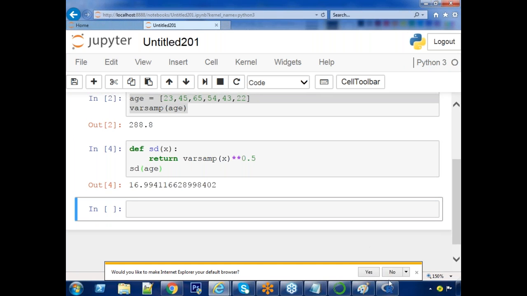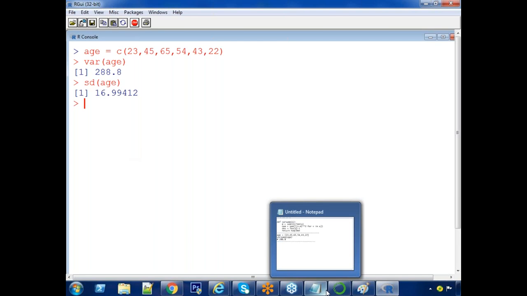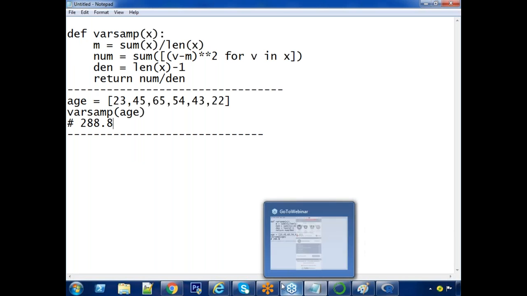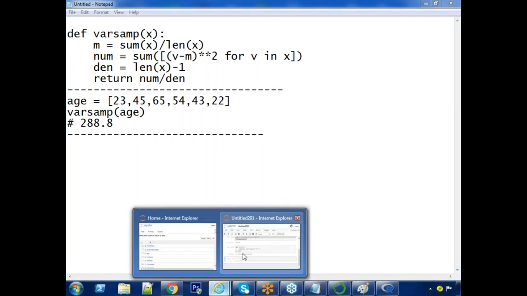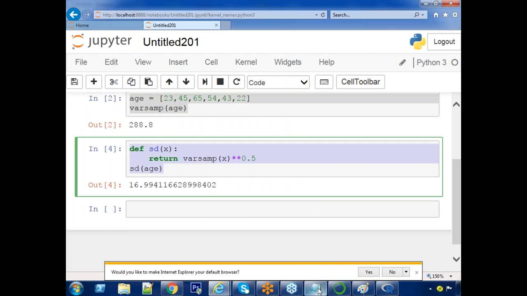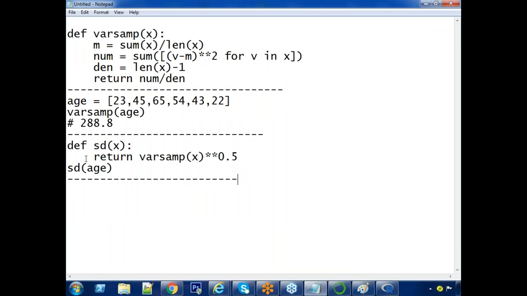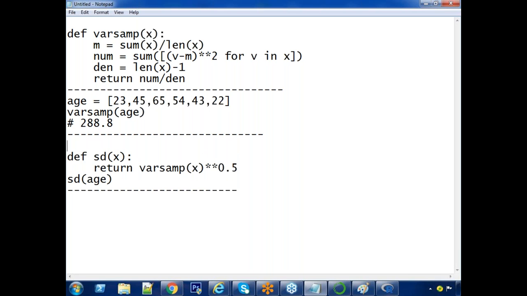You can check the same thing with the predefined function in R language also. SD of age should be 16 point something. Understand? So take the second function, which is for standard deviation. SD, standard deviation.